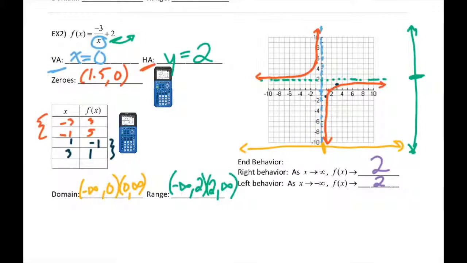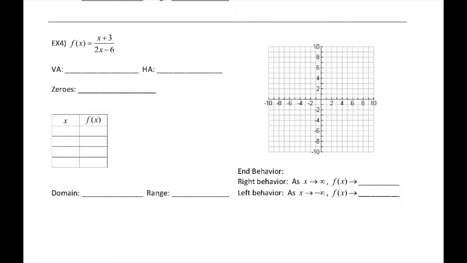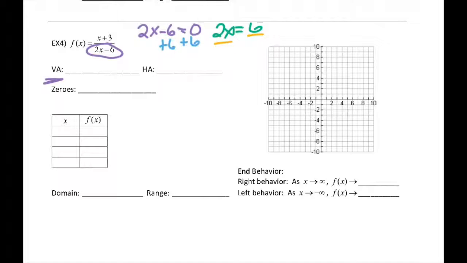There it is. Example 4 looks a little bit different than example 2. What we're going to do differently is very little. We're going to start by finding our vertical asymptote by setting our denominator equal to 0. This one's just a little bit harder though. The last one was not quite as crazy. So we have 2x minus 6 equals 0. Now I'm going to solve this. So I add 6 to both sides. We get 2x equals 6. Divide by 2. So x equals 3 is going to be our vertical asymptote.